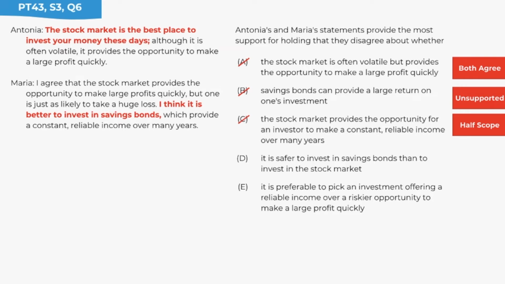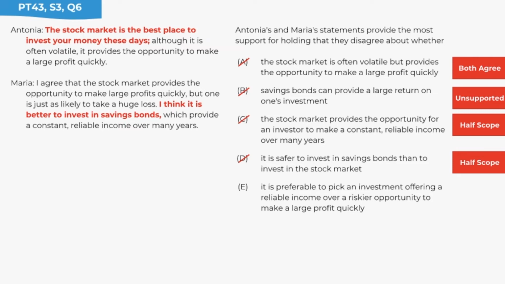Answer choice D says, it is safer to invest in savings bonds than to invest in the stock market. And Maria would definitely agree with this claim, but Antonia doesn't come down on the issue. So again, this is half scope. Answer choice E says, it is preferable to pick an investment offering a reliable income over a riskier opportunity to make a large profit quickly. And Maria is suggesting that it's preferable to pick an investment offering a reliable income, while Antonia suggested it's preferable to pick a riskier opportunity to make a large profit quickly.